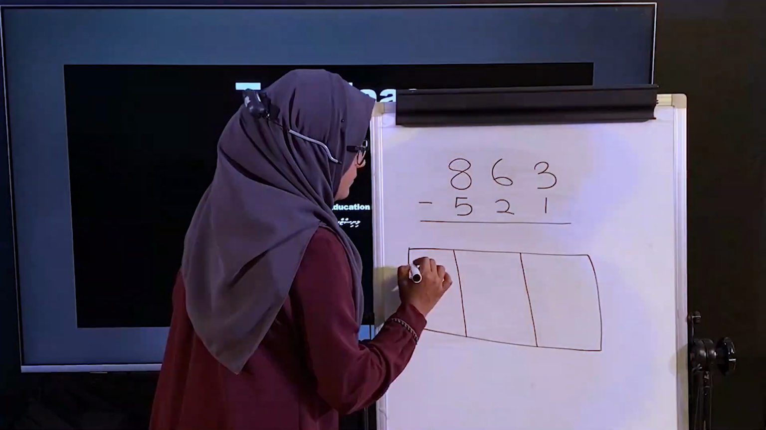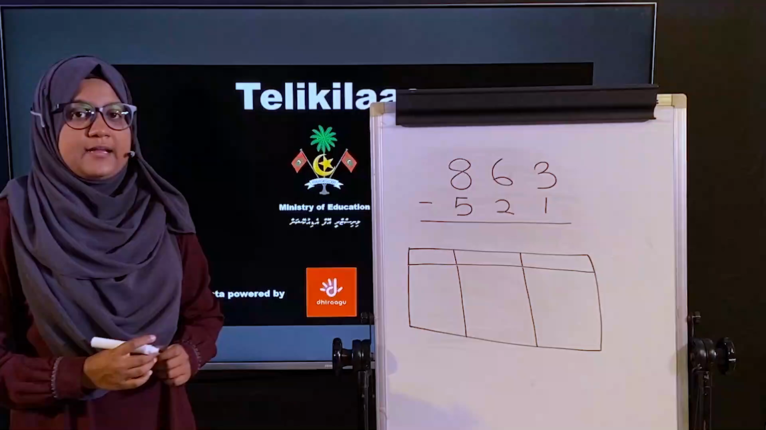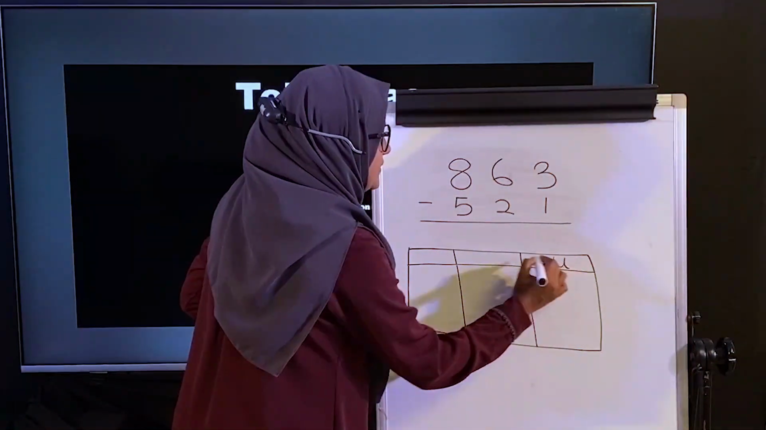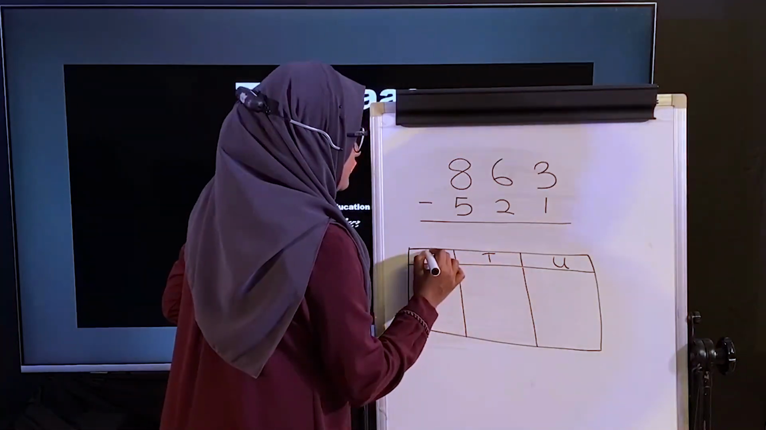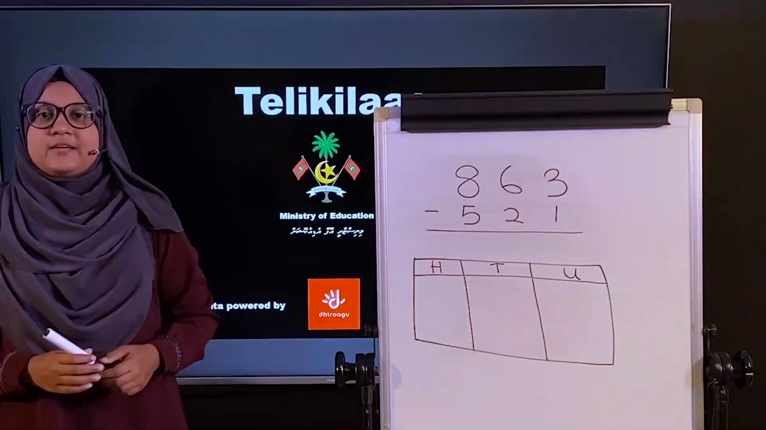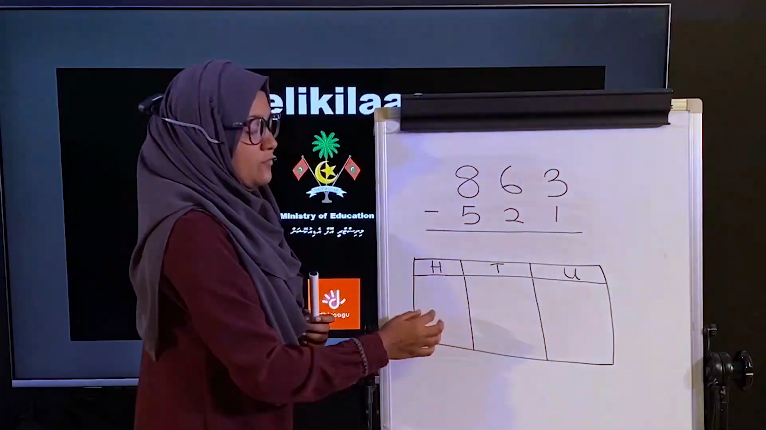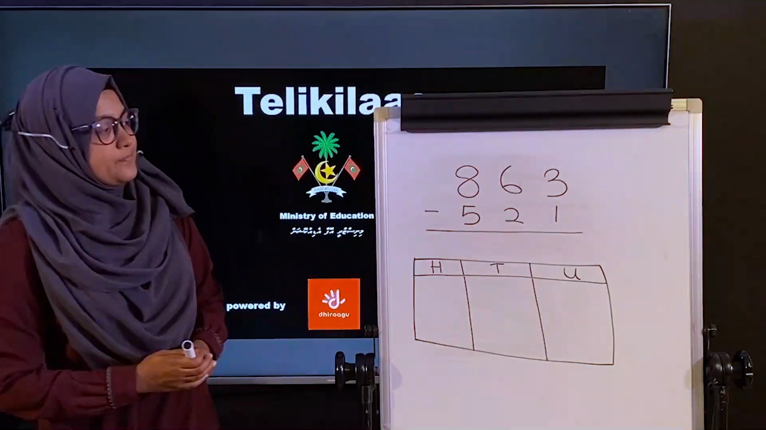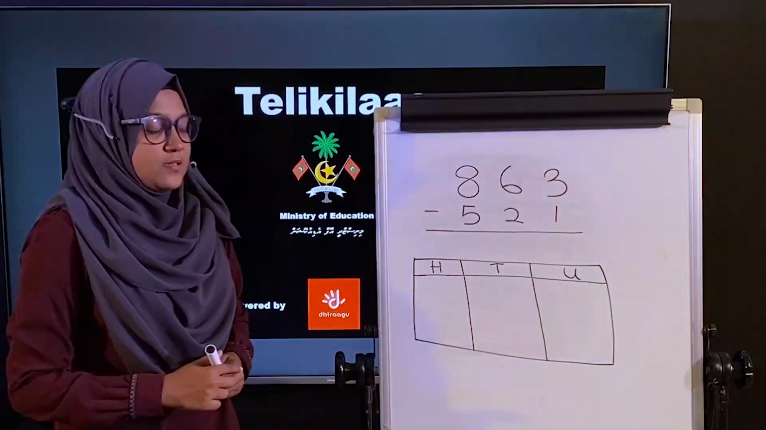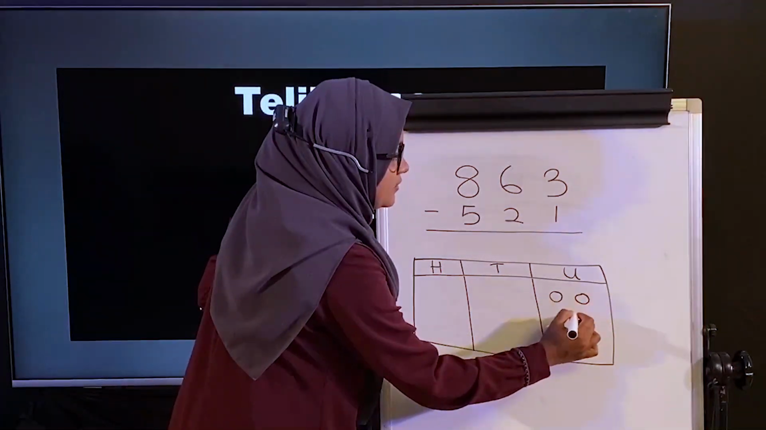And we will draw a straight line on top. And we will label it units, tens and hundreds. We are going to draw circles inside the columns of the place values. First of all, in units we have 3. So I will draw 3 circles in units place.